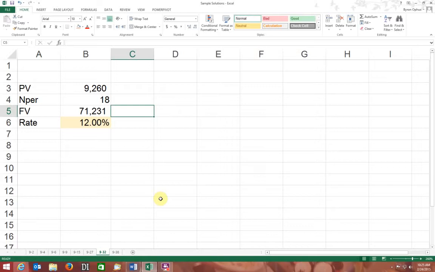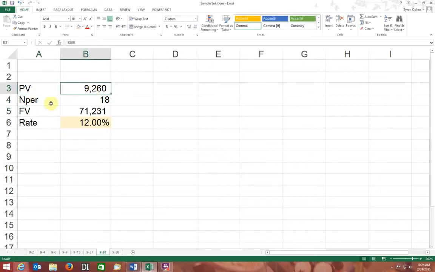He calculates that he will need $71,231 by the time the boy goes to school. Okay. What rate of return will Mr. Templeton need in order to achieve this goal? Okay. So again, put in the information that it gives me. It gives me my present value, 9,260. It gives me the number of periods, which is 18, and it tells me what my expected or hoped for future value is, and what I've got to solve for here is the rate.